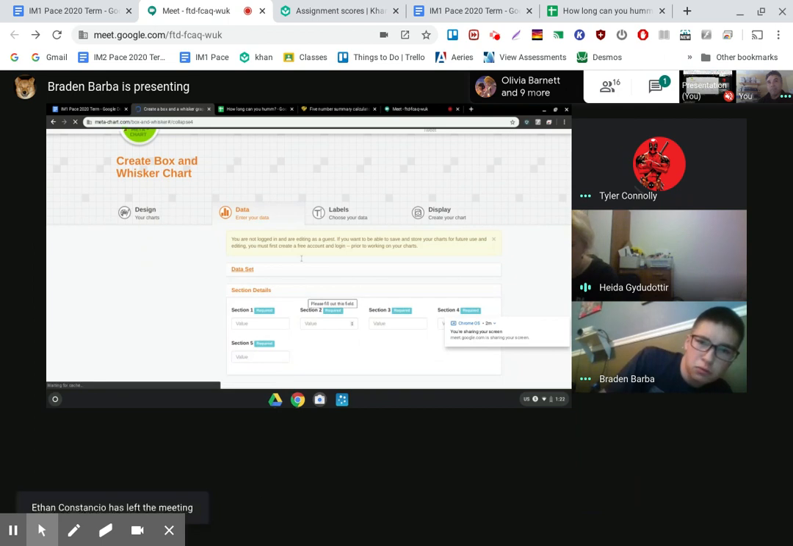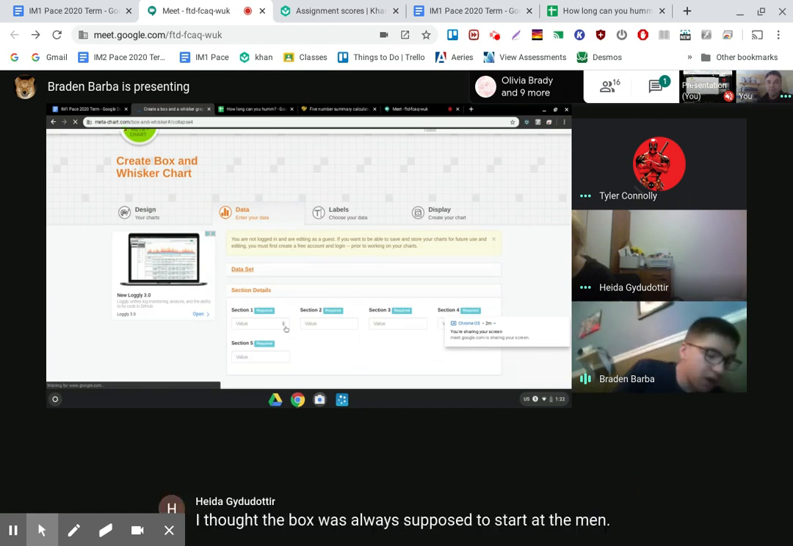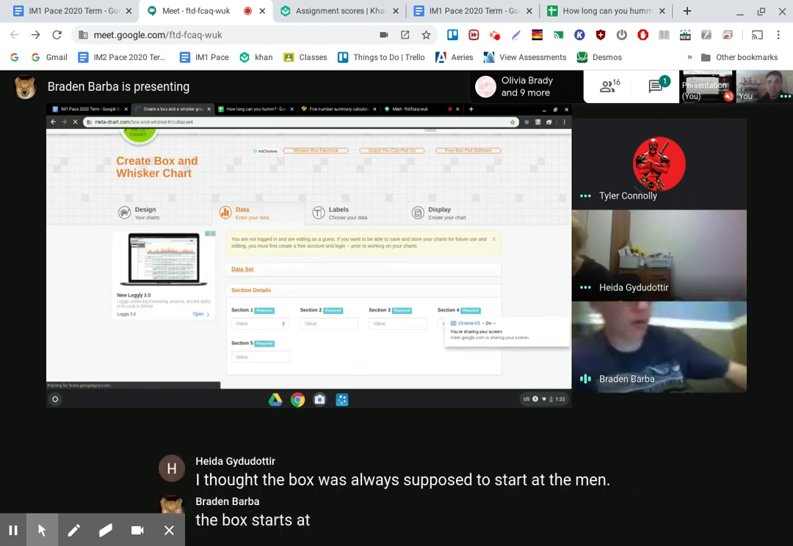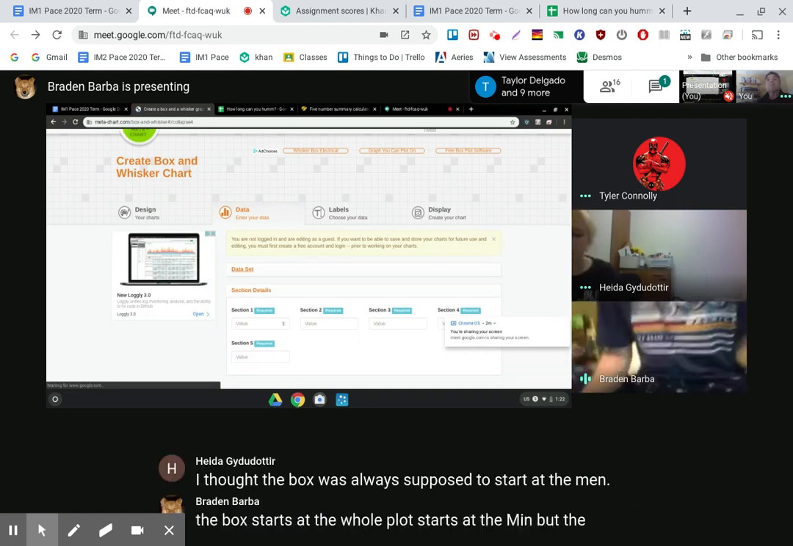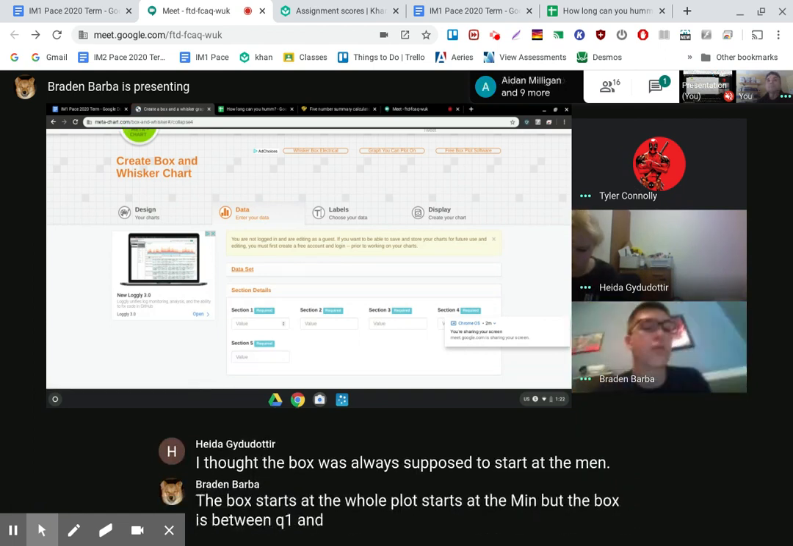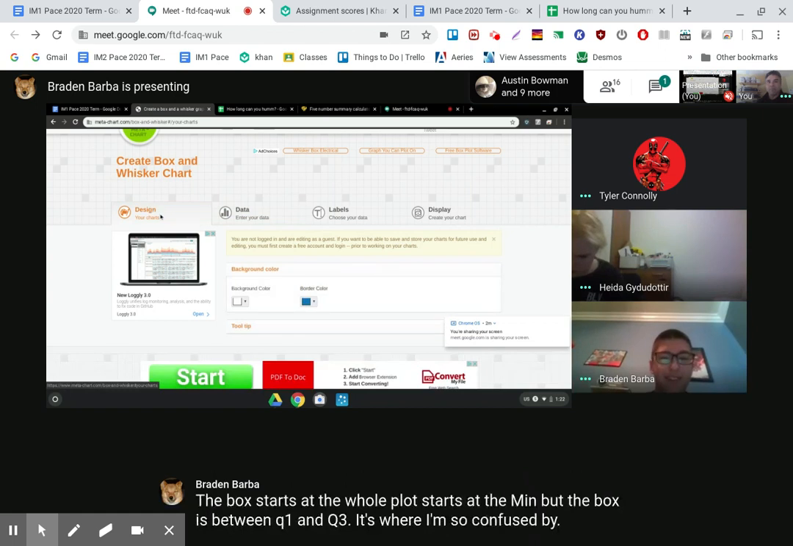I thought the box was always supposed to start at the min. The whole plot starts at the min, but the box is between Q1 and Q3. I'm so confused by box and whisker.